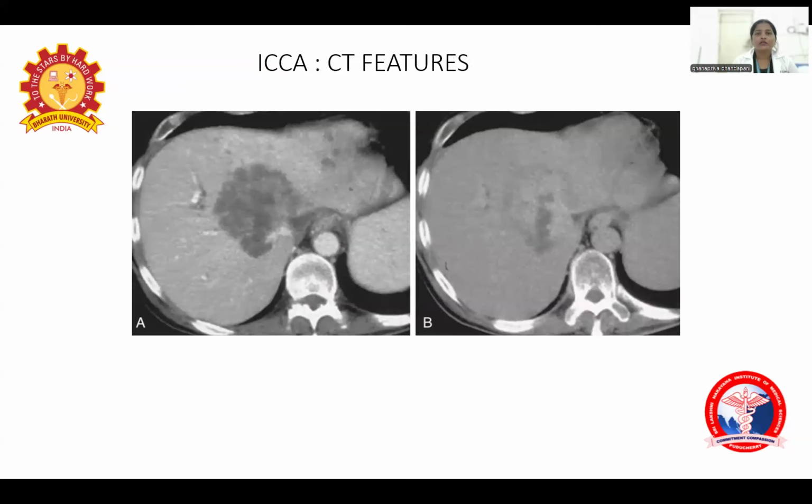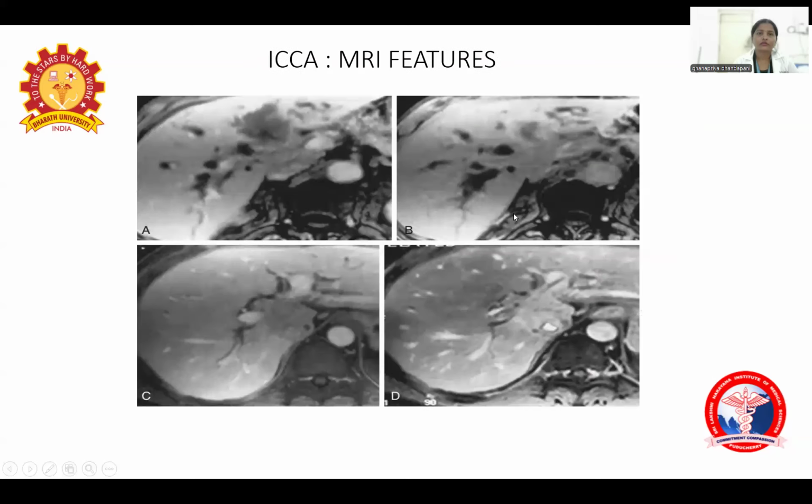On CT, here again we see an irregular hypodense lesion, the mass-forming type, which shows delayed enhancement. Similarly, MRI shows a hypointense lesion with delayed phase enhancement, with dilatation of the biliary ducts also seen.